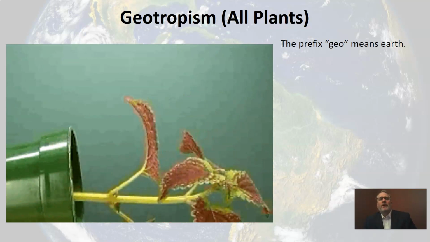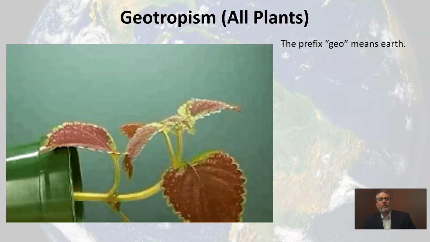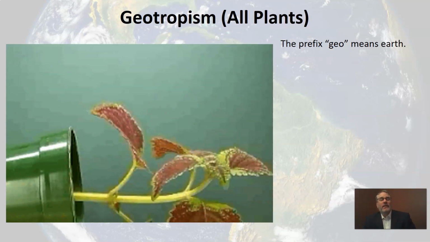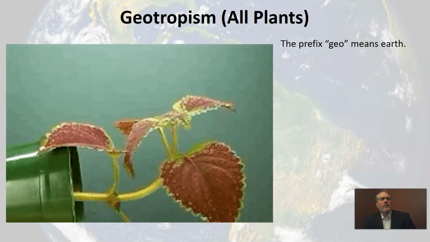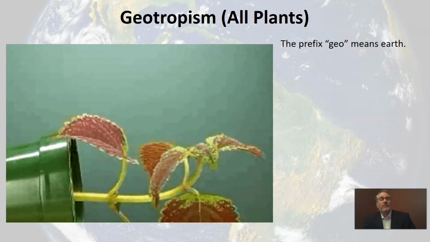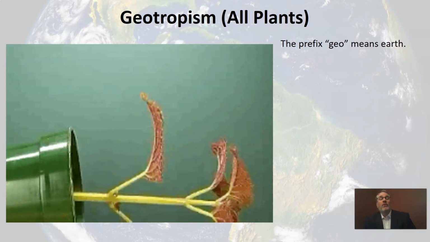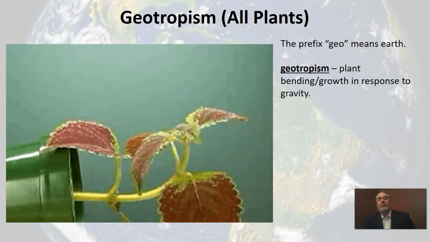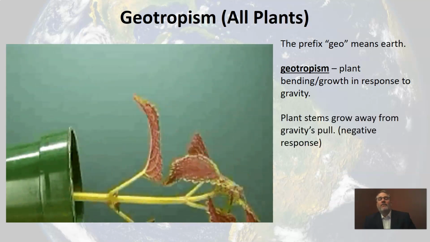So geotropism, on the other hand, the prefix geo means earth. All plants exhibit geotropism. We can see here in this animated GIF, in this animation, that this plant, the pot was standing upright. The pot was laid over, the container that it's in was laid over on its side, and the plant responded to that. You can see the plant stem turning, and it is actually growing upwards, away from gravity. So geotropism, which is in all plants, is plant bending or growth in response to gravity. And so we have a couple of different types.